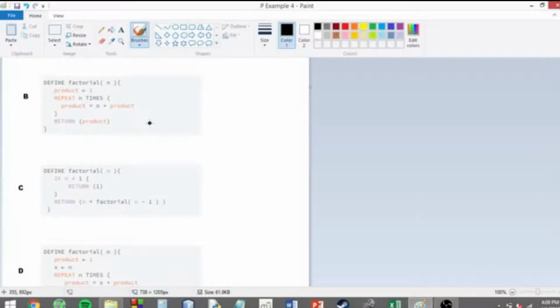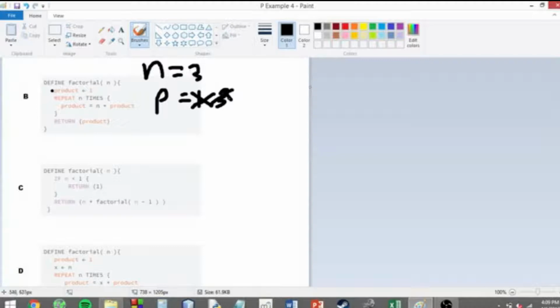Okay, next one. Alright, so defining something where n is 3, we now have a second variable called product. So let's go ahead and get that product in there. Equals 1. We're going to repeat n times, repeat 3 times, product with n times the product. So let's say we're doing that 3 times. So we do n times the product, which is 3. Do it a second time.